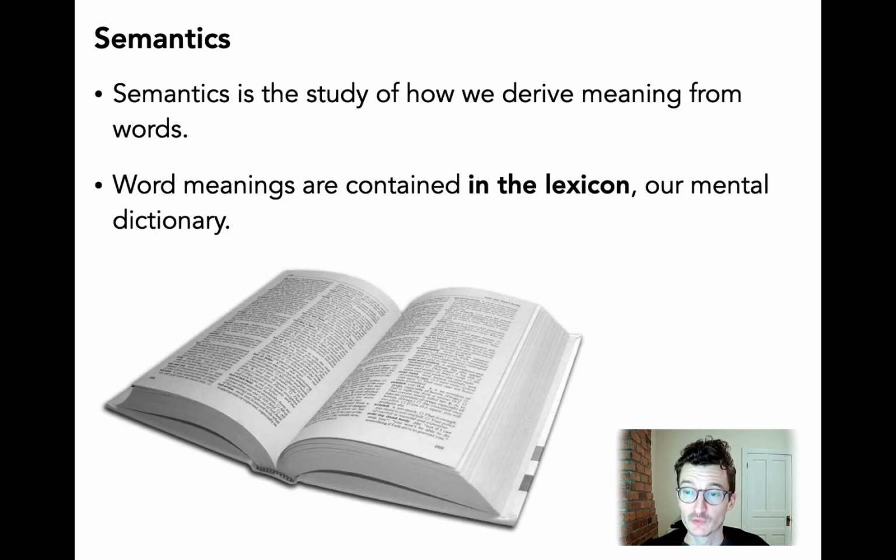Semantics is the study of how we derive meaning from words. Words are contained in what we call the lexicon. You can think of the lexicon as a big mental dictionary. When I say the word bird, you're extracting that word from your mental dictionary, and it's kind of like looking it up. You understand suddenly everything about that word. You can not only picture the animal, but you know how to use that word in a sentence. You know what things relate to that word.